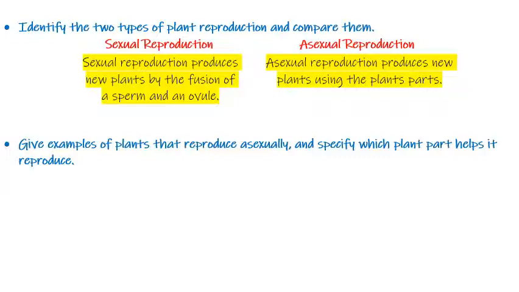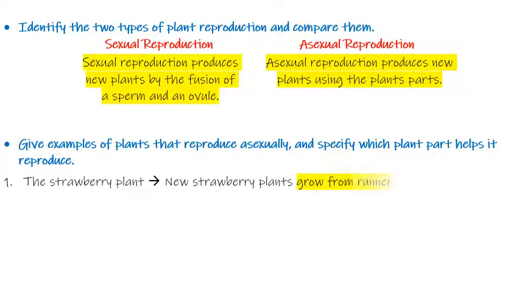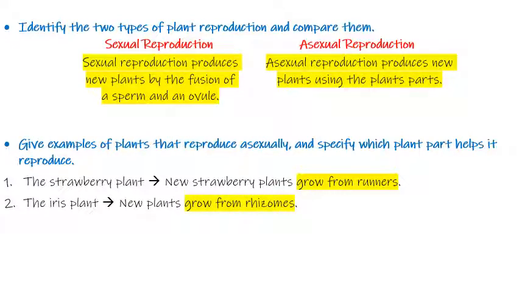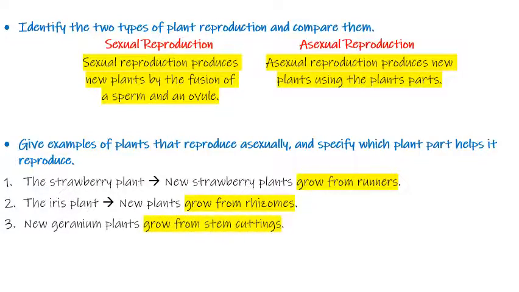Give examples of plants that reproduce asexually and specify which plant part helps it reproduce. The strawberry plant. New strawberry plants grow from runners. Runners are above ground stems that grow horizontally and produce new plants at nodes. The iris plant. New plants grow from rhizomes. Rhizomes are underground stems that grow near the soil surface into new plants.